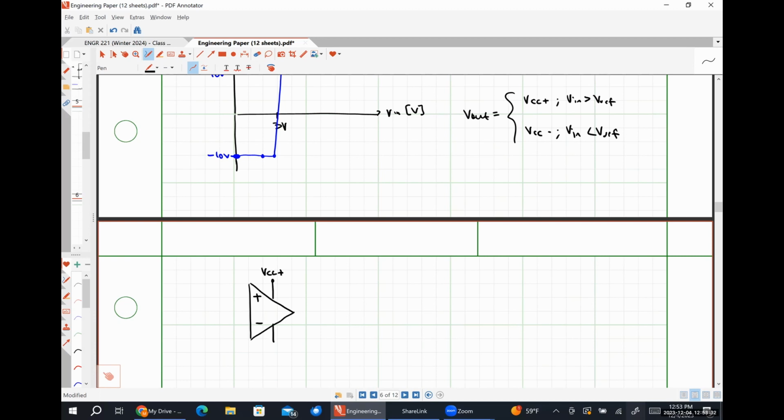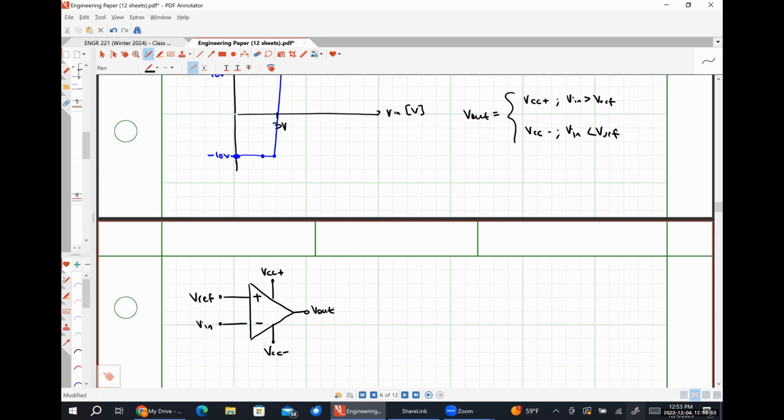So here's VCC plus, here's VCC minus. Let's apply our reference voltage to the non-inverting input pin, our input voltage to the inverting input pin, and measure our output voltage.